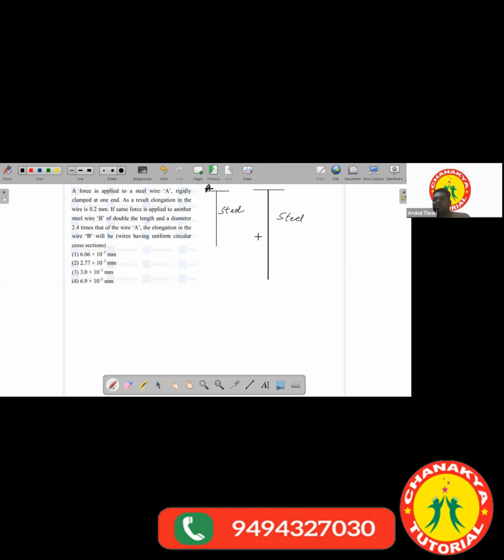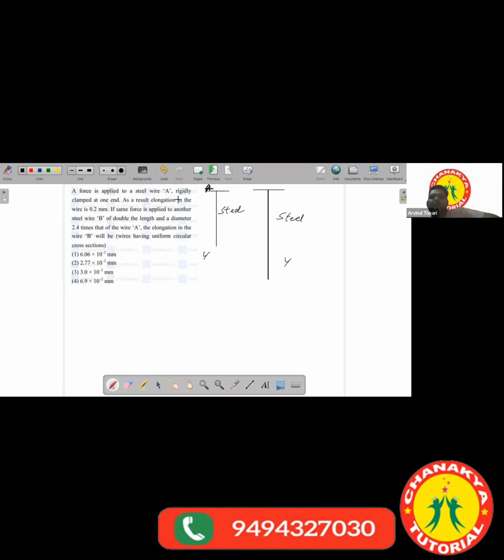The connection is that the Young's modulus of both the materials will be the same. Young's modulus is a constant for a given material, not for given dimensions. Whatever dimensions there be, the Young's modulus of that material will remain the same. Okay. So you can use here that the Young's modulus of both the materials will be the same.